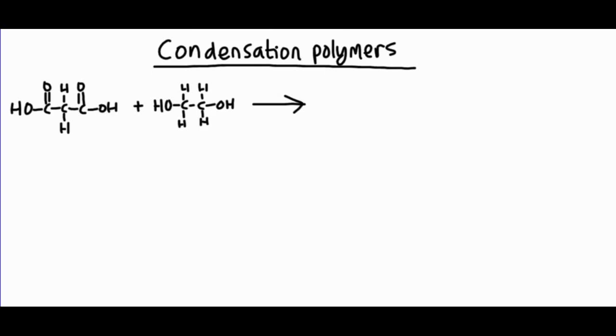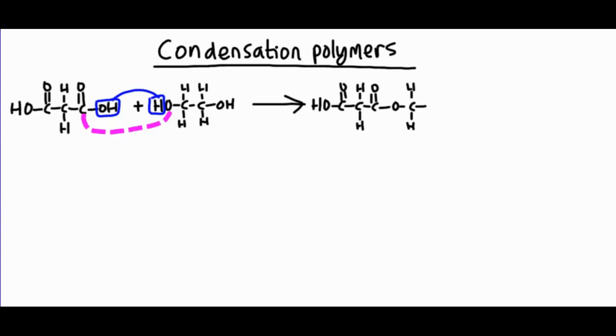Well, you've still got a carboxylic acid and an alcohol group that can react to release a water molecule. So the OH joins to the H, kick out the water, that carbon joins to that oxygen, and we can form an ester link in exactly the same way that we did before, releasing a water molecule. The only difference now is that at the end of the molecule we'll have an unreacted carboxylic acid on one side and an unreacted alcohol group on the other side.